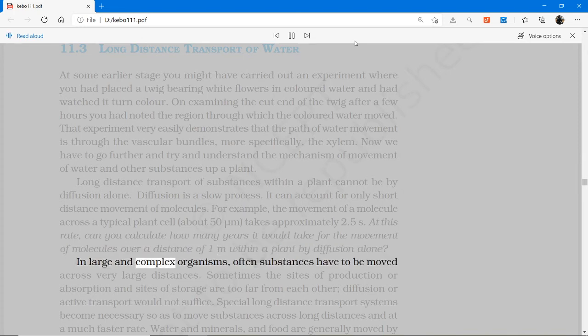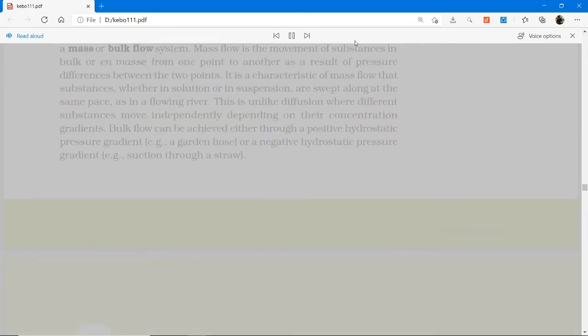In large and complex organisms, often substances have to be moved across very large distances. Sometimes the sites of production or absorption and sites of storage are too far from each other, so diffusion or active transport would not suffice. Special long-distance transport systems become necessary so as to move substances across long distances and at a much faster rate. Water, minerals, and food are generally moved by a mass or bulk flow system. Mass flow is the movement of substances in bulk or en masse from one point to another as a result of pressure differences between the 2 points.